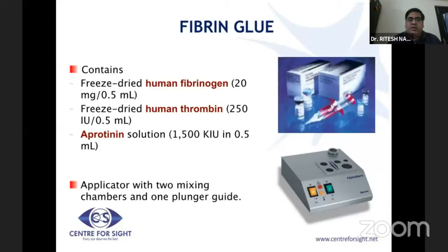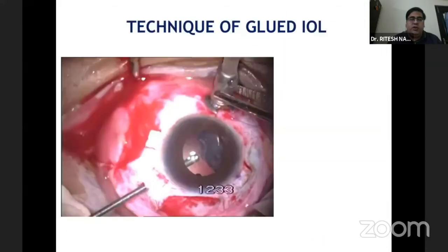The fibrin glue basically consists of two components, the fibrinogen and the thrombin component. There's an applicator with two mixing chambers, and once the two components get together, it forms a nice fibrin sheet over the area you want to seal.